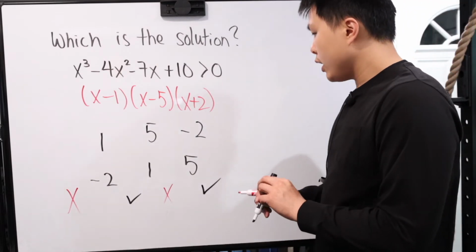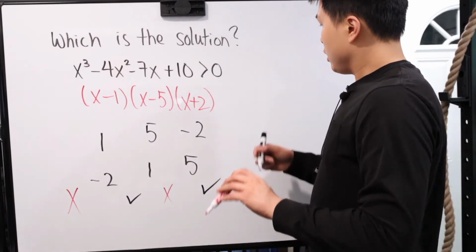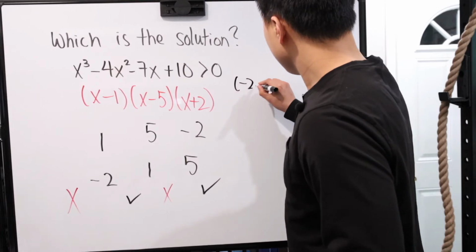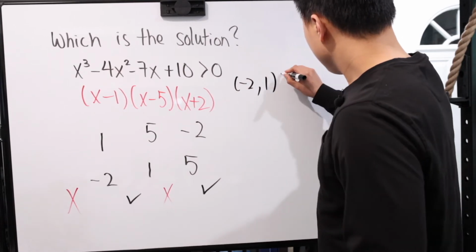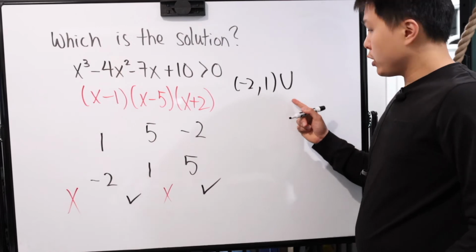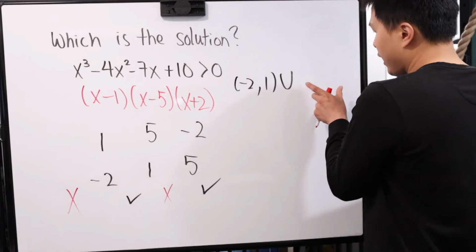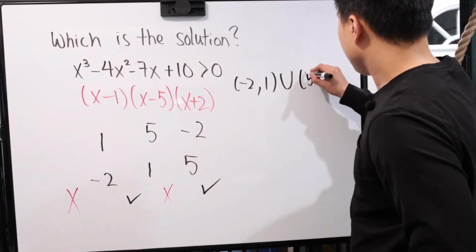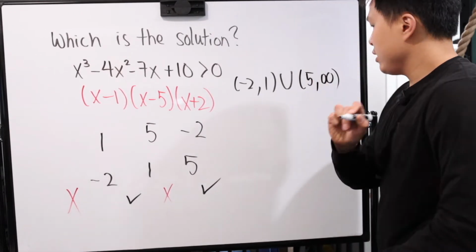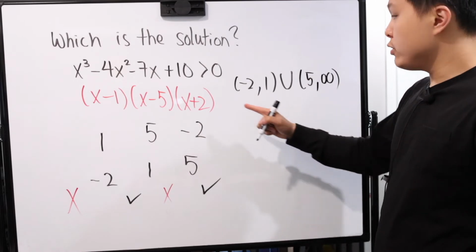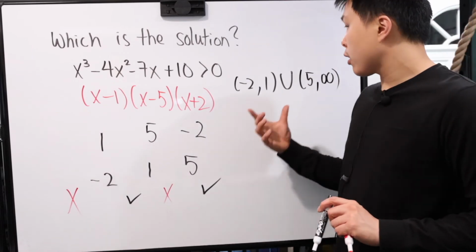Now let's just write this in parentheses notation. We're going to have (-2, 1) union, so that's one notation you've got to get used to, the union, right? It's saying that it's this solution set and one more. In this case, we're going to say (5, infinity). Okay, so that's the whole solution. If you see this as the option, then you're going to pick this.